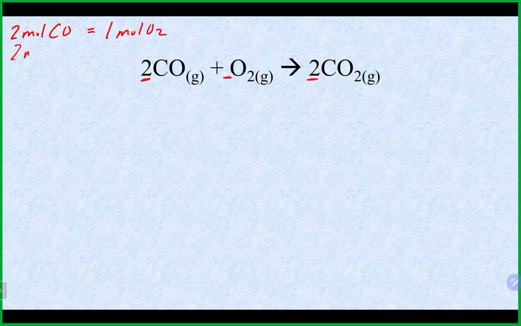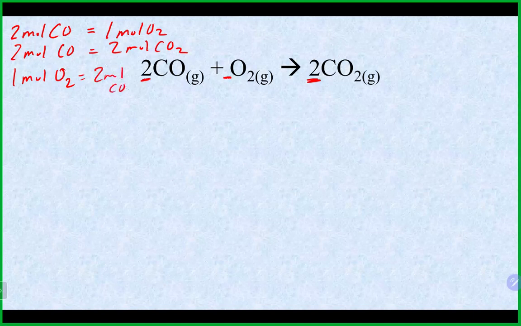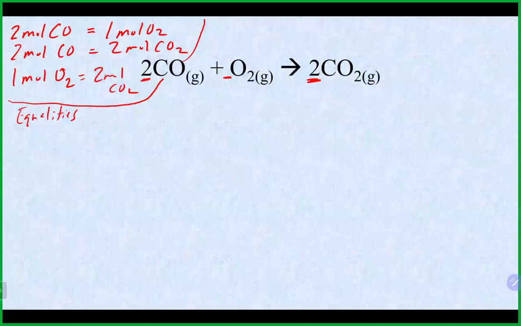For every 2 moles of CO we put in there, we would expect to get out 2 moles of CO2. And for every 1 mole of O2 we put in there, we should also get out 2 moles of CO2. So from this one equation, we actually have 3 equalities, right? These are sometimes referred to as stoichiometrically equal to each other. They clearly are not equal to each other in terms of number because 2 does not equal 1. But they are equal to each other in terms of, for this particular reaction, the proportion of things you need to throw in there to get this reaction to work.